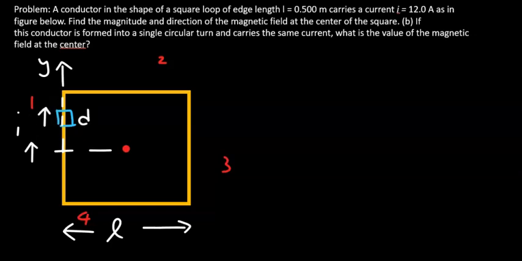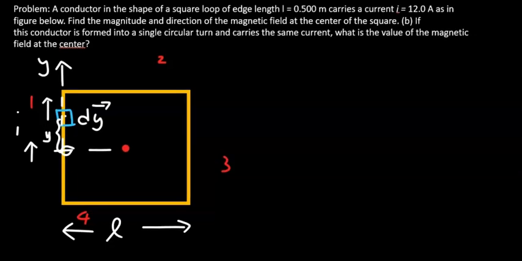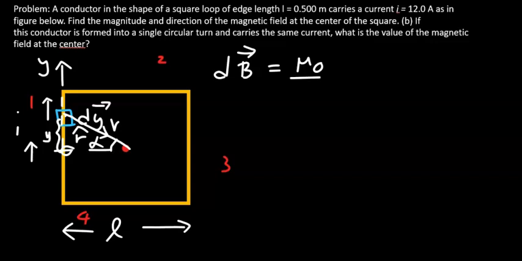So let's assume the length vector associated with that element is dy. Its position on the y-axis is y, so it's y distance above the origin. The distance between that length element and the point of observation is r. And let's call the unit vector in that direction r hat. And let's take that angle to be alpha. So the magnetic field created by that element at the center of that loop is given by Biot-Savart law, mu naught over 4 pi I dy cross r hat over r squared.